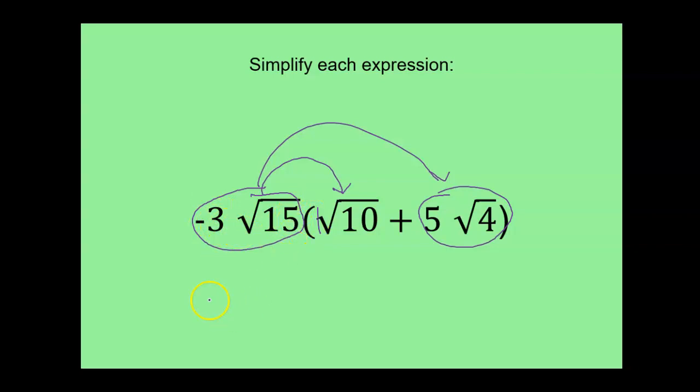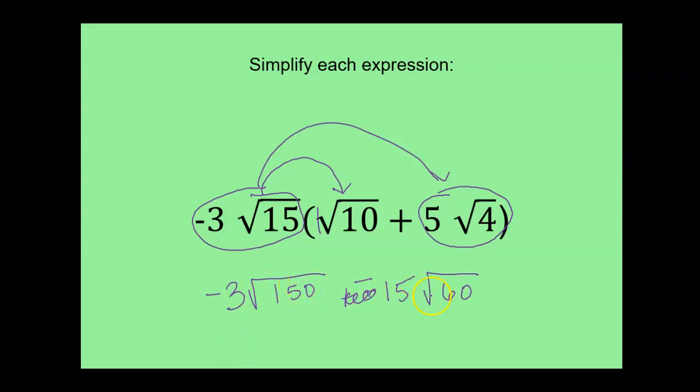So this is negative 3 times 1 on the outside. And on the inside, I've got 15 times 10, or 150. So that's the first term multiplied by square root of 10. Now I'm going to multiply that negative 3 square roots of 15 times 5 square roots of 4. I'm going to multiply the outside number by the outside number, so negative 3 times 5 would be negative 15. And then here I have a plus, which means it's going to become a minus. And then underneath the radical, I've got 15 times 4. So 15 times 4 would be 60.